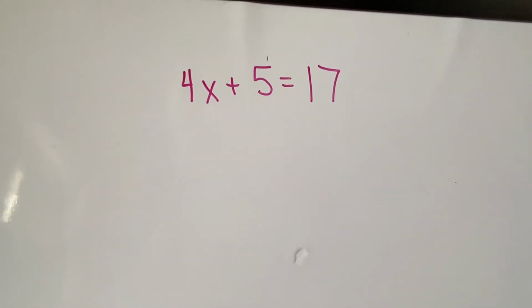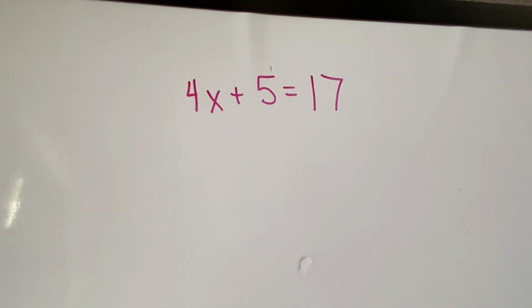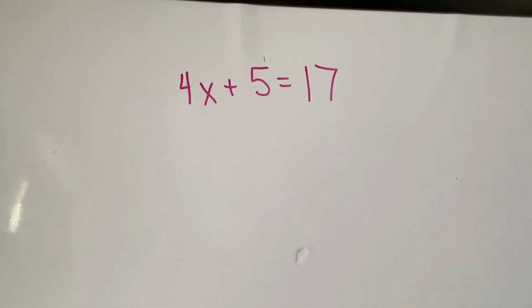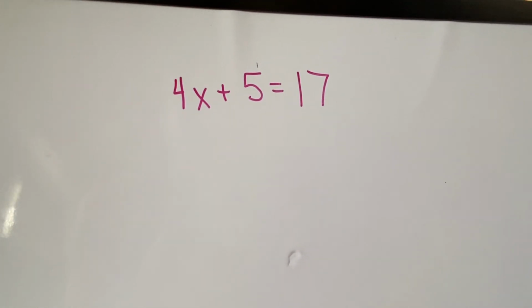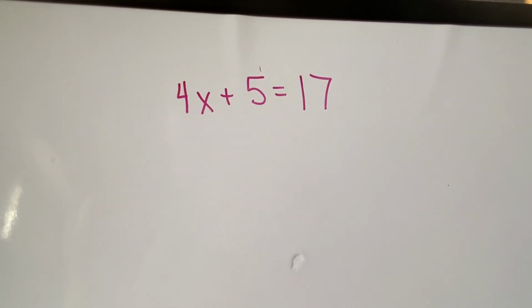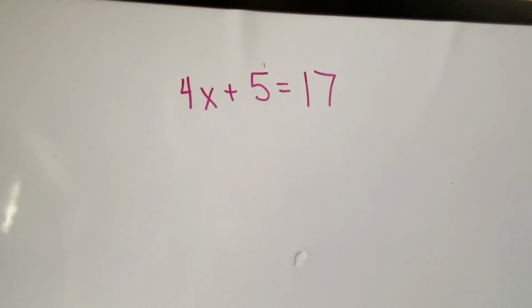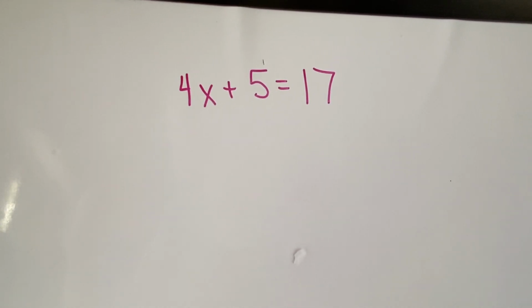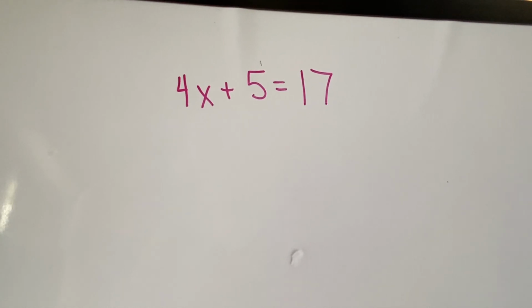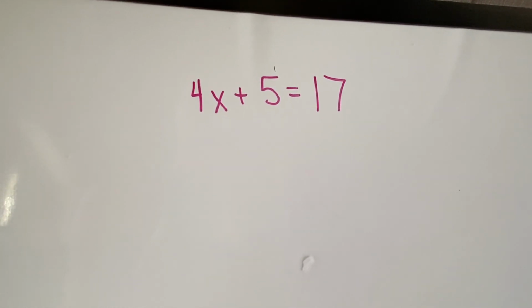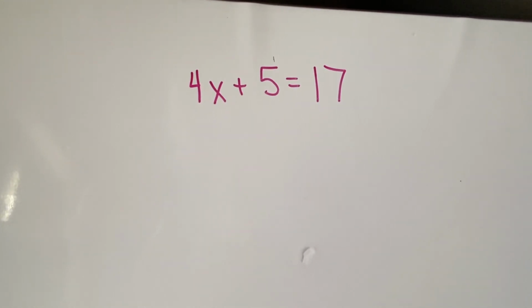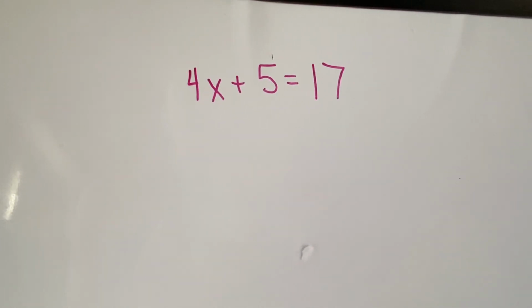Before, we were just either adding or subtracting, or multiplying or dividing. This one is going to be a multi-step solution. So we have 4x plus 5 equals 17 as our first example. This is example 25.1, page 106.